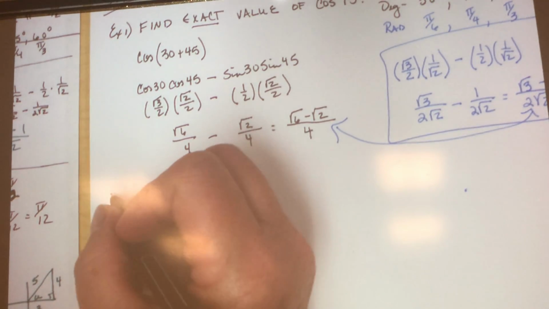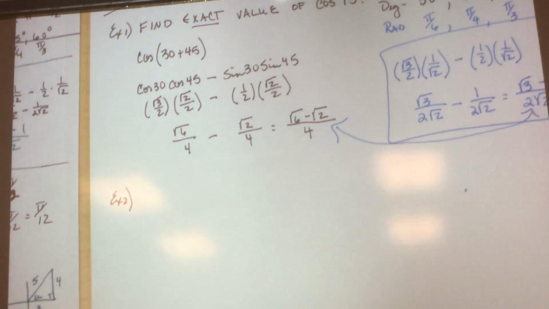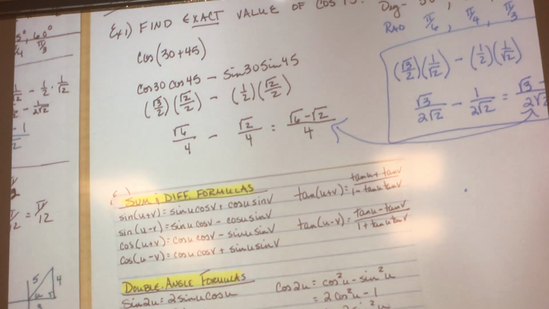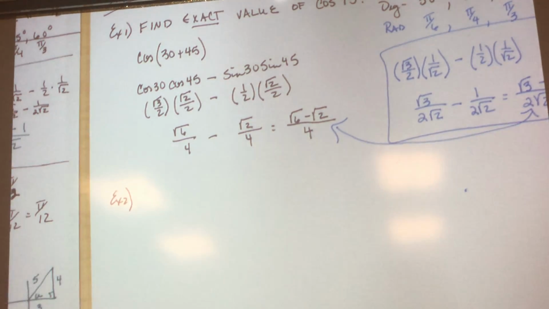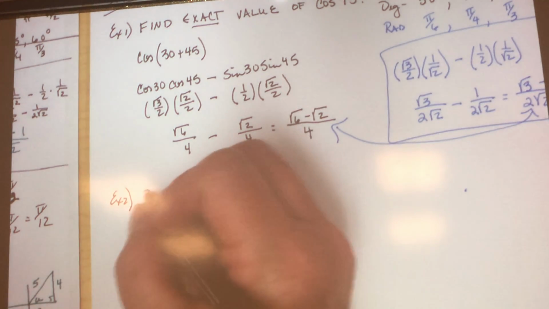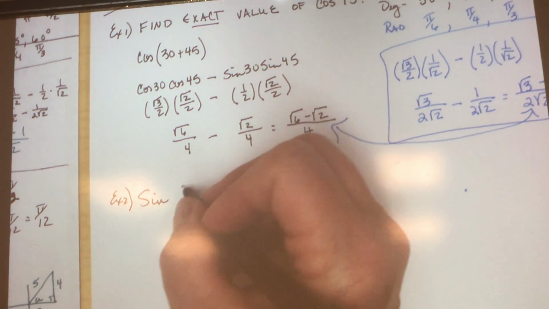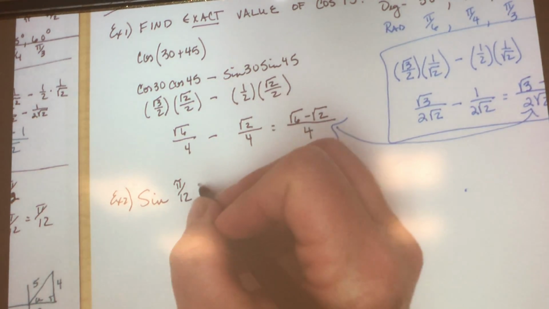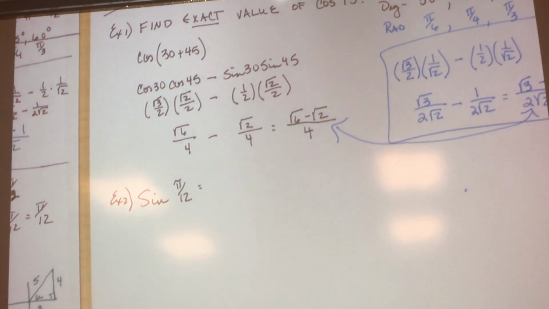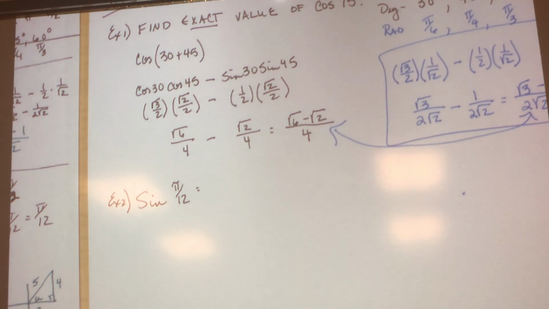Let's move on. Example 2. Are y'all ready? This is simply can you plug stuff into a formula and make it work. I am going to make this one a little more difficult. Of course. Sine pi over 12. Can I have my rock back in? Okay? Sine of pi over 12.